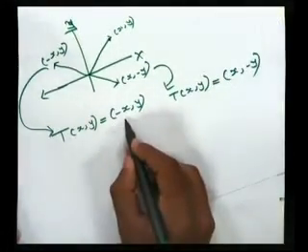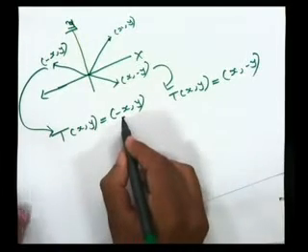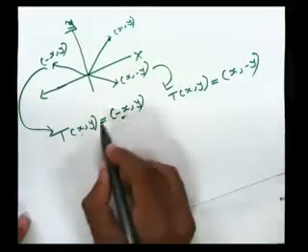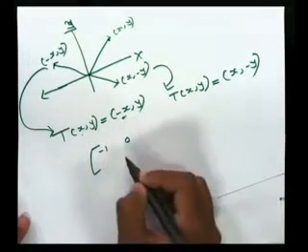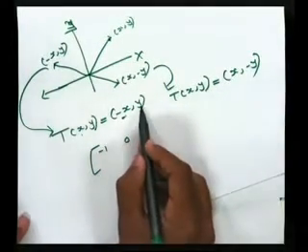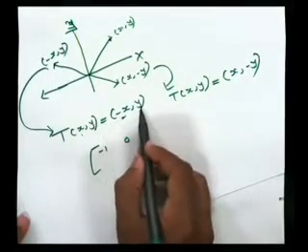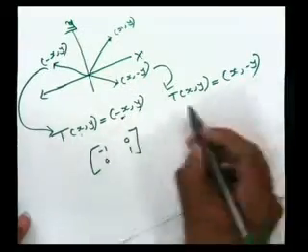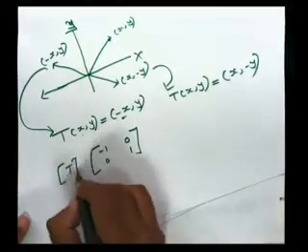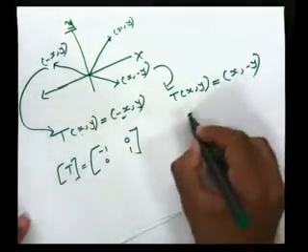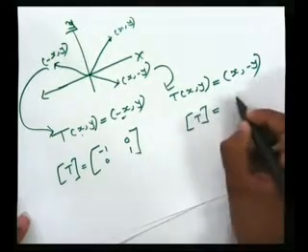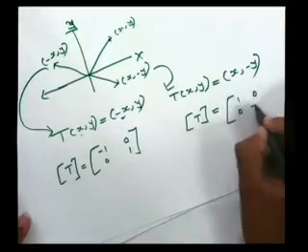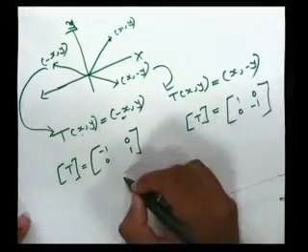What is the standard matrix? The first coordinate is minus x, and the coefficients of x and y in minus x are minus 1, 0. Again for y, the coefficients of x and y are 0, 1 for this coordinate. So this is our standard matrix. And for the other transformation, what is our standard matrix? 1, 0 and 0, minus 1. This is our standard matrix.